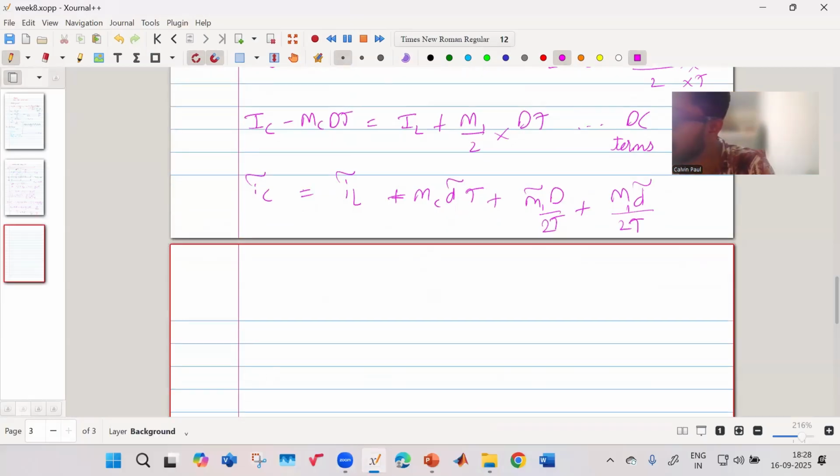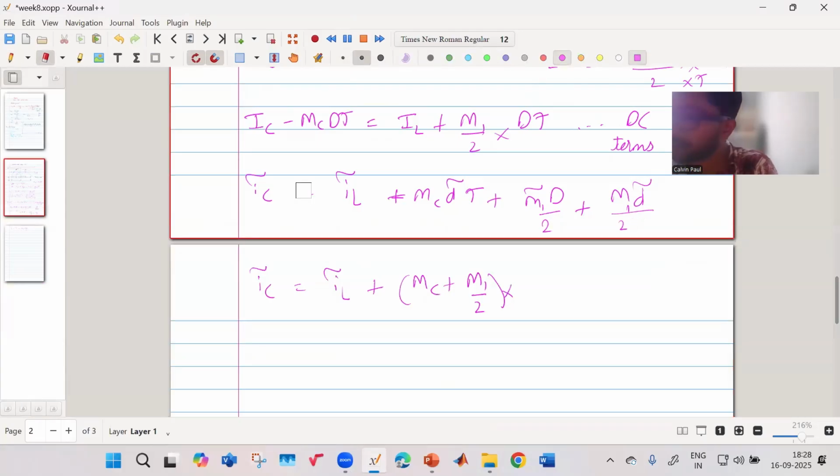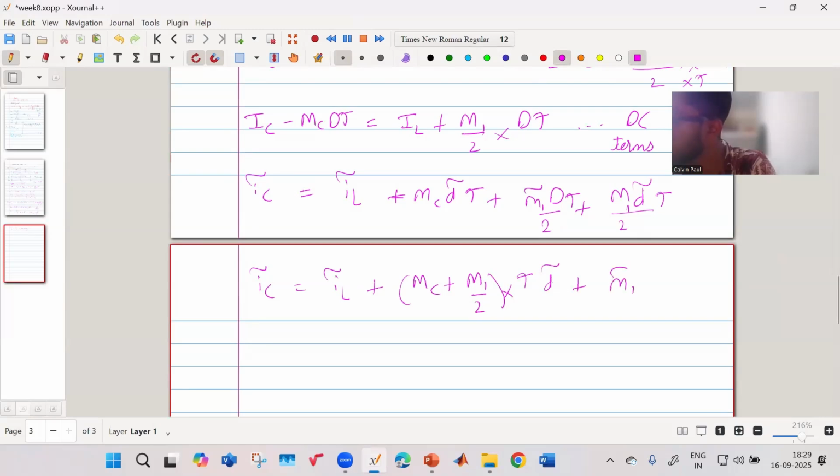So we have our IC tilde. This is your IL tilde plus MC plus M1 upon 2. Okay, what a blunder I made. Sorry. T is over here. T is in the numerator. Into D tilde T plus M1 tilde by 2 into dt. Okay.